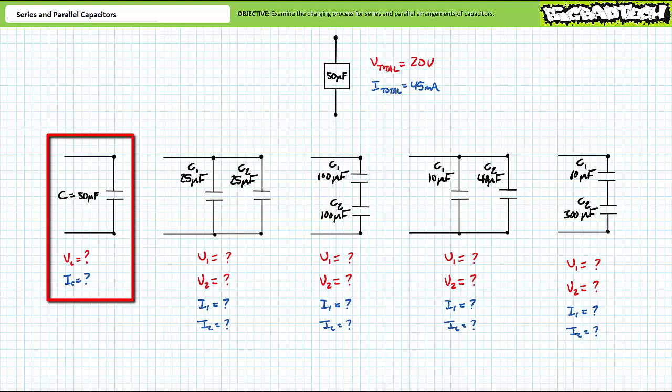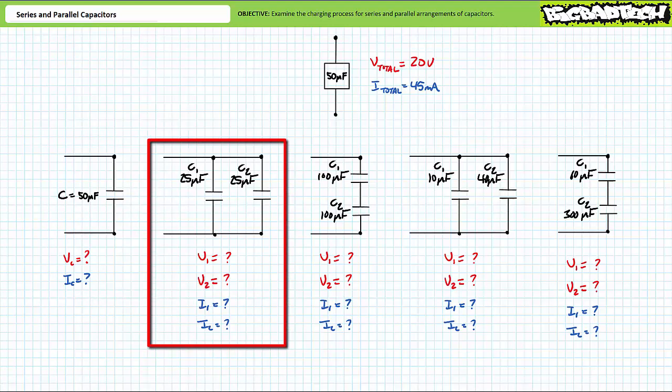Scenario 1. It is a single 50 microfarad capacitor. Given the above instantaneous data, solve for voltage across the capacitor and current through the capacitor. You'd have to try real hard to screw up scenario 1, although I'm certain it's well within your lazy lab partner's capacity to do so.